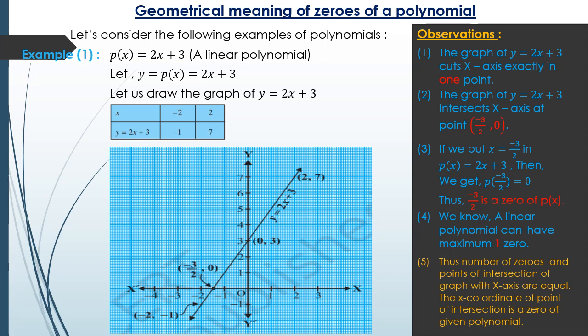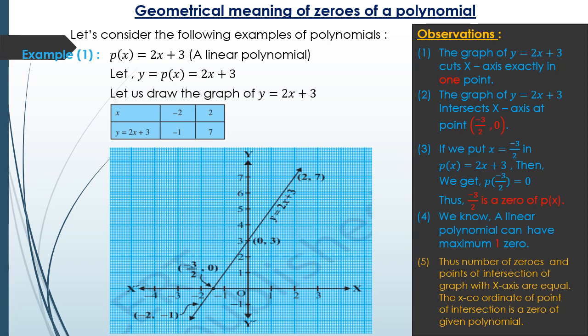Means what we can say here, if a graph is cutting the x-axis, the number of points the graph is cutting the x-axis, that graph representing a particular polynomial has that many number of zeros. And second thing, the 0 of a polynomial is nothing but the x coordinate of the point of intersection of the graph with the x-axis. So this is the geometrical meaning of 0 of a polynomial.